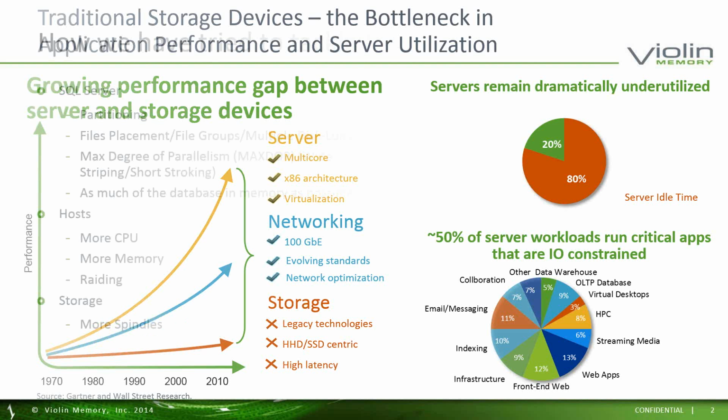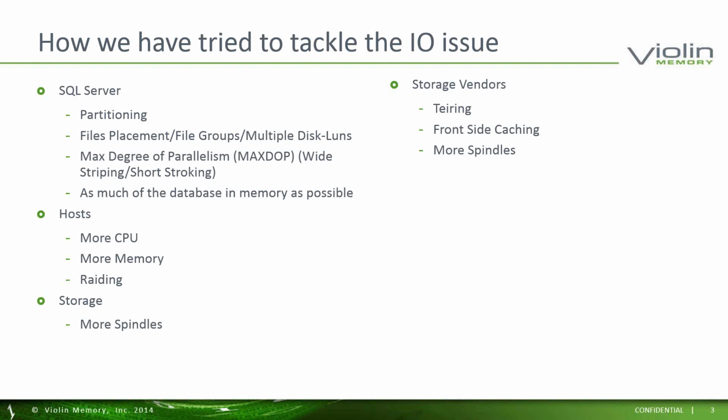Storage vendors have done tiering, where you have fast storage and slow storage, or front-side caching, or adding more spindles. All these things have unfortunately been Band-Aid solutions to a lot of the problem. And we've all suffered from having to try to resolve these issues.